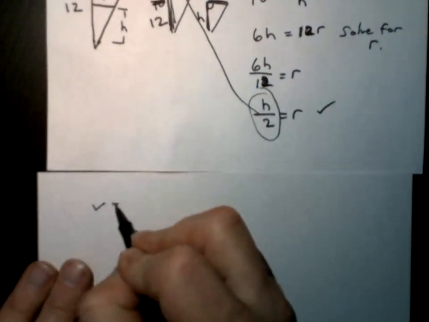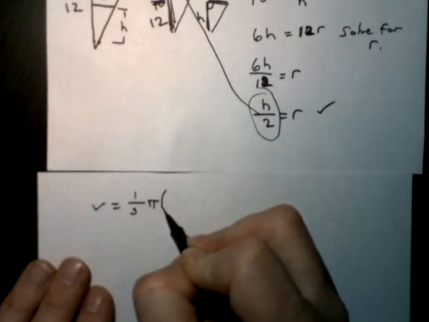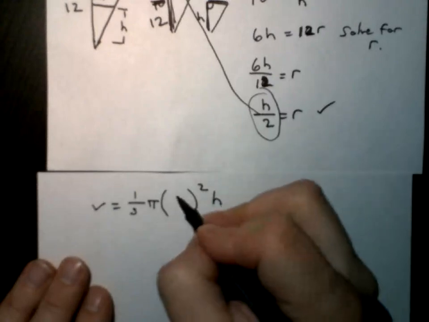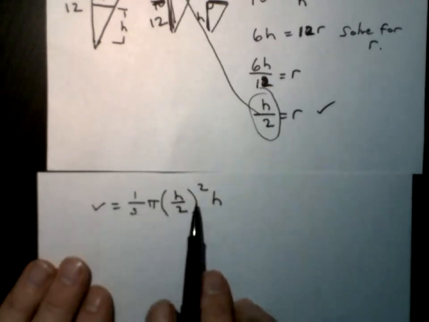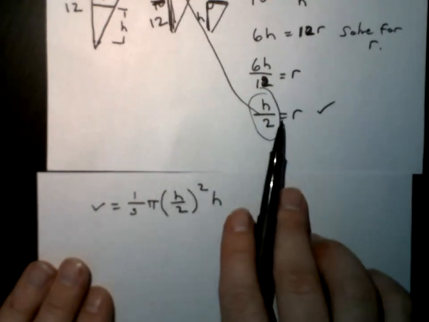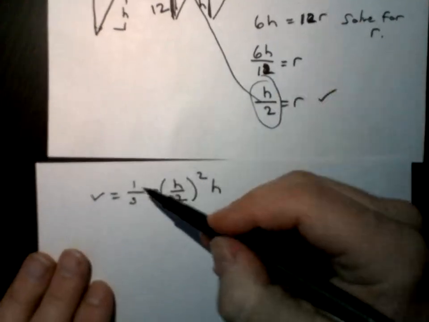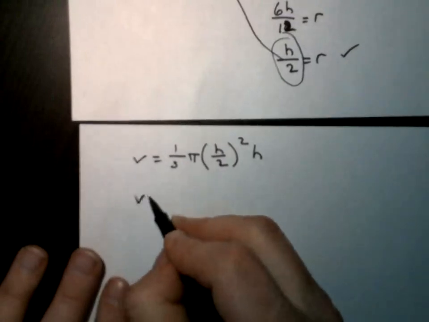So you have V equals 1/3 pi, put a parenthesis, squared h. So this is going to be over 2. Do you see how the equation has all h's, but r was that? So we just use similar triangles to get this whole thing in h. Let's do a little simplifying before we take the derivative.